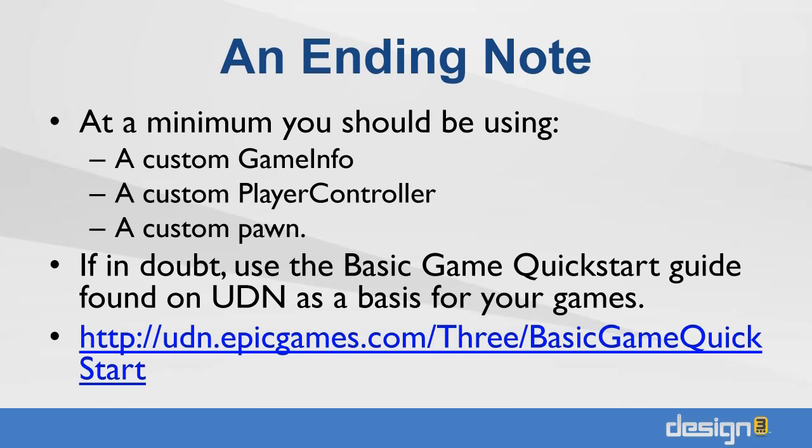On an ending note, whenever you're programming your own Unreal game, at a minimum you should be using a custom game info, a custom player controller, and a custom pawn. If you're ever in doubt and you need to start a new game, the best way to do so is using the basic game quick start guide that you can find on the Unreal documentation website, and using this as a basis for your games. And this includes things like a custom game info, a custom player controller, a custom pawn, and also an implementation of a third-person camera, which is always extremely useful.